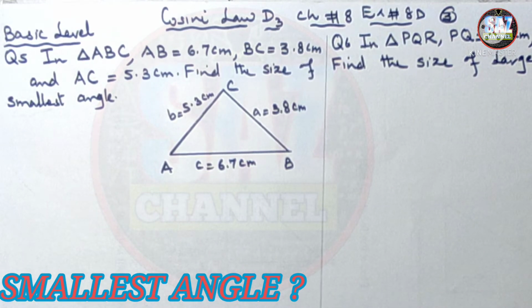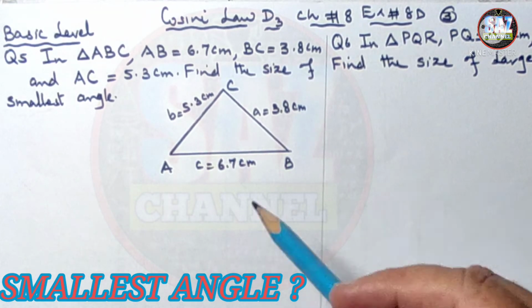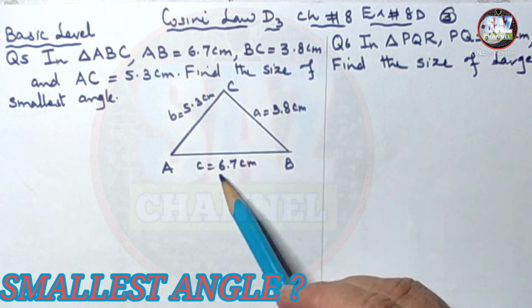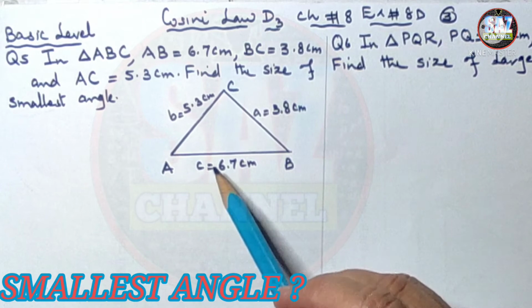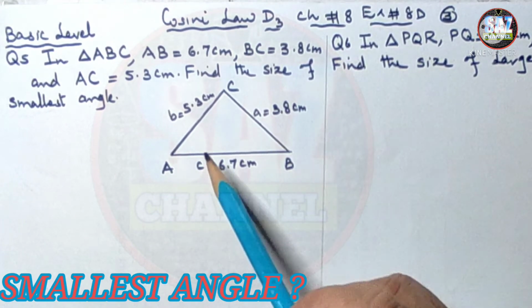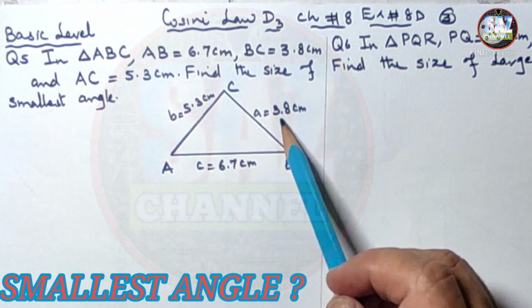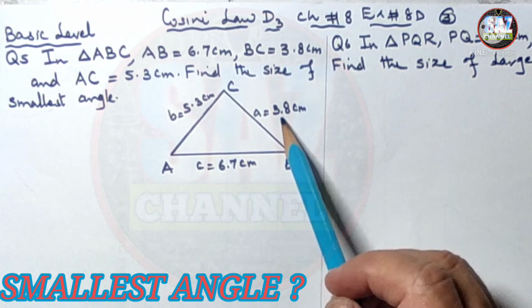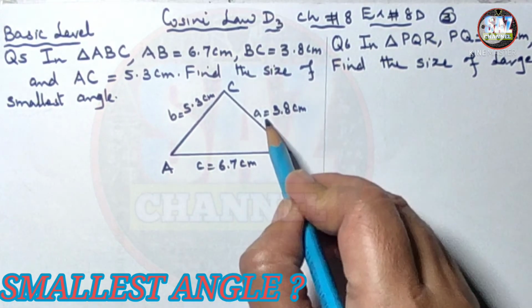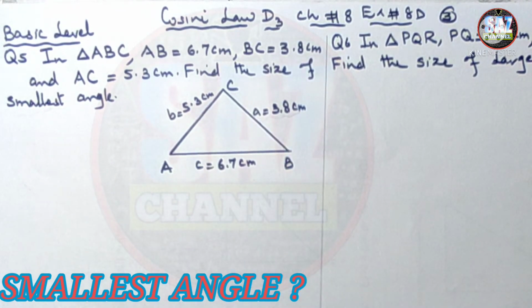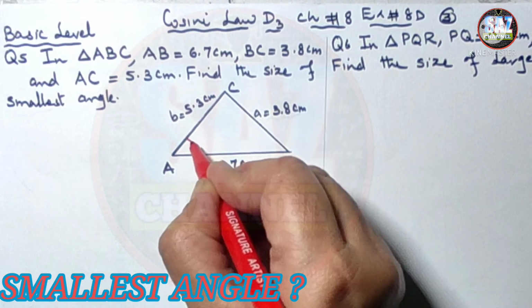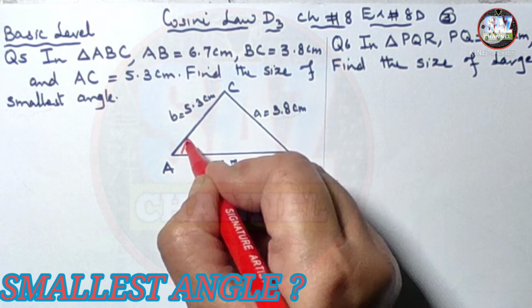Recall my previous lesson of exercise 8C. I told you clearly how to decide which angle or which length will be the largest or smallest. We know that the angle in front of the smallest length will be the smallest angle. So if we look at the given lengths, one is 6.7, other is 5.3, and the third one is 3.8. So 3.8 is the smallest length. It means the angle in front of that, which is angle A, is the smallest angle.